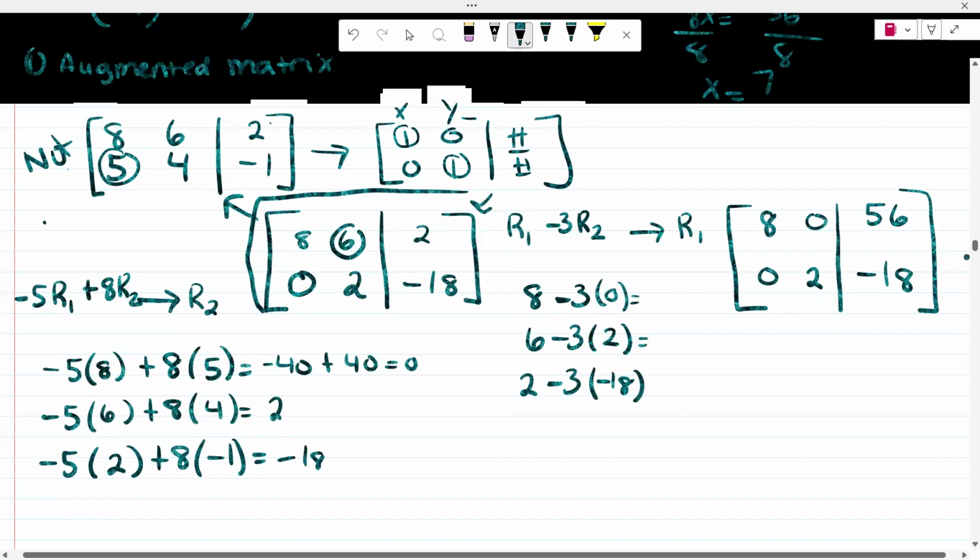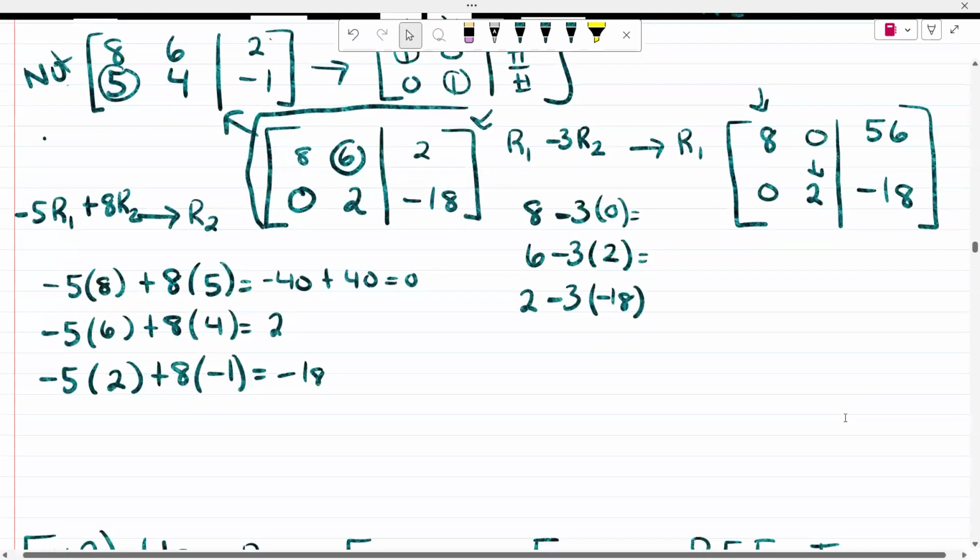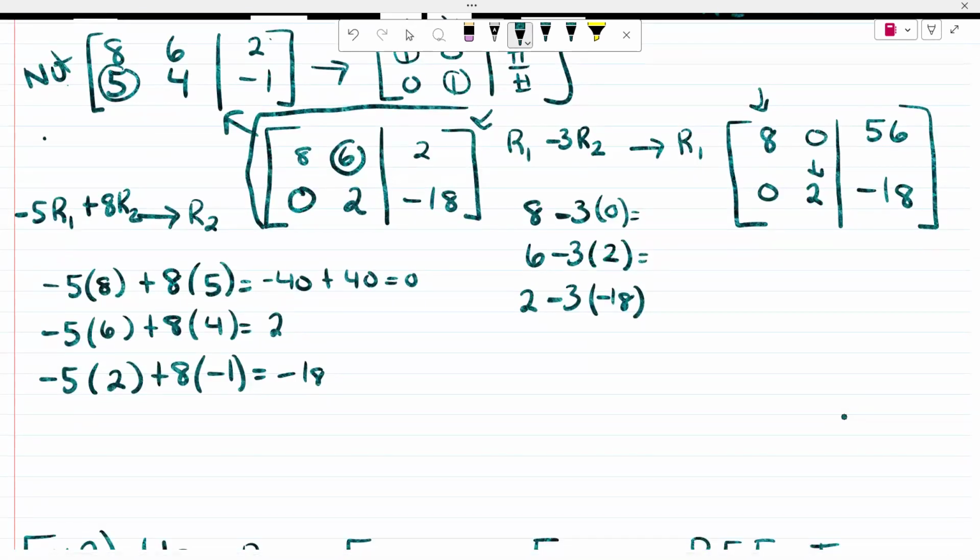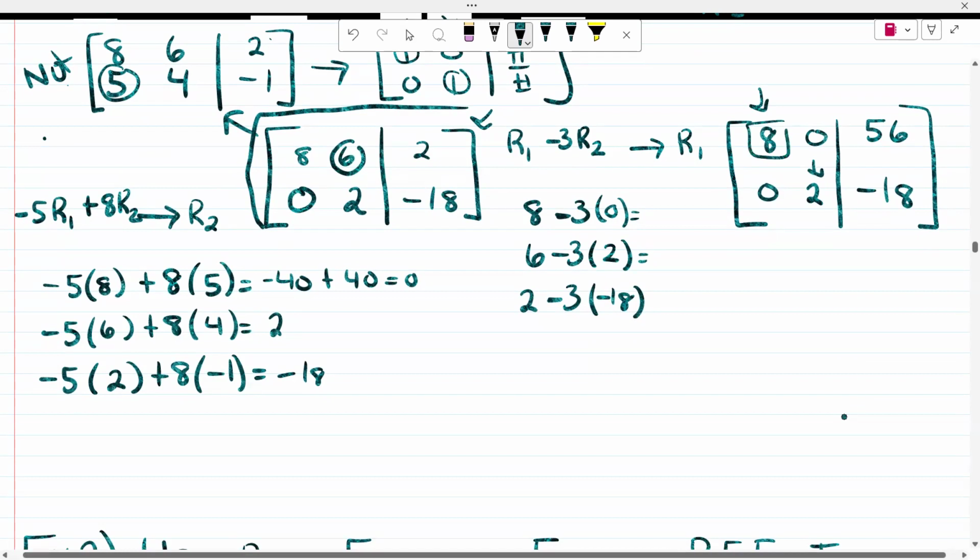Okay, now we're very close. All I got to do is make this 8 into a 1 and make this 2 into 1. So we could do multiply by scalar. And with scalars, you could do it more than once. So to make this 8 into 1, I'm going to multiply the entire row 1 by 1/8. So you're going to multiply the entire row by the scalar 1/8.